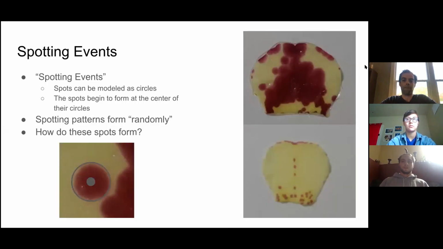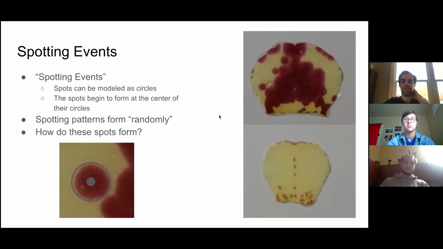So to talk about this, we have to talk about what we call spotting events. And here's an example down here at the bottom of a spotting event. These can be modeled as circles, starting in the middle and expanding outwards, like I've mentioned before. This is very important when we get into our Gaussian mixture model, which is trying to predict exactly where these circles will be. And Jack will be talking about that later.